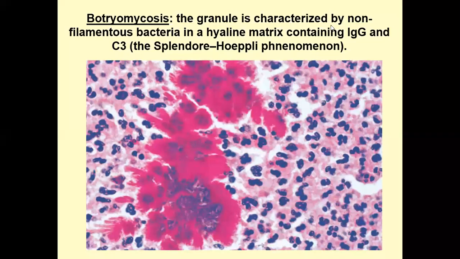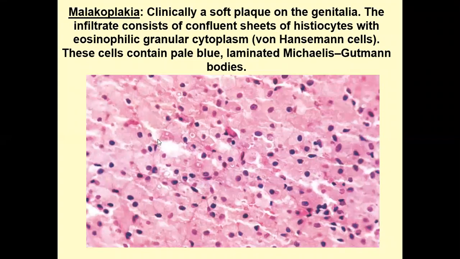The granule is characterized by non-filamentous bacteria in hyaline matrix containing IgG and C3. So the combination of the bacteria along with immunoglobulins would form this kind of colonies, and this phenomenon of combination of non-filamentous bacteria in hyaline matrix containing immunoglobulin and C3 is called the Splendore-Hoeppli phenomenon.